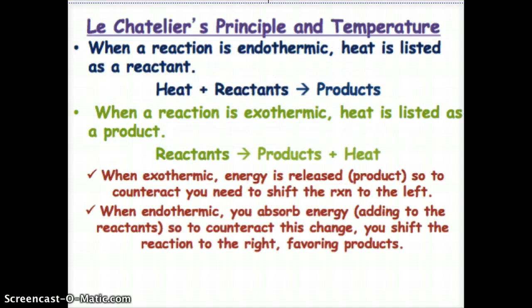And the last thing is temperature, and we'll get into that next week. So don't worry about temperature, we'll get into that next week. Go ahead and write your notes down.